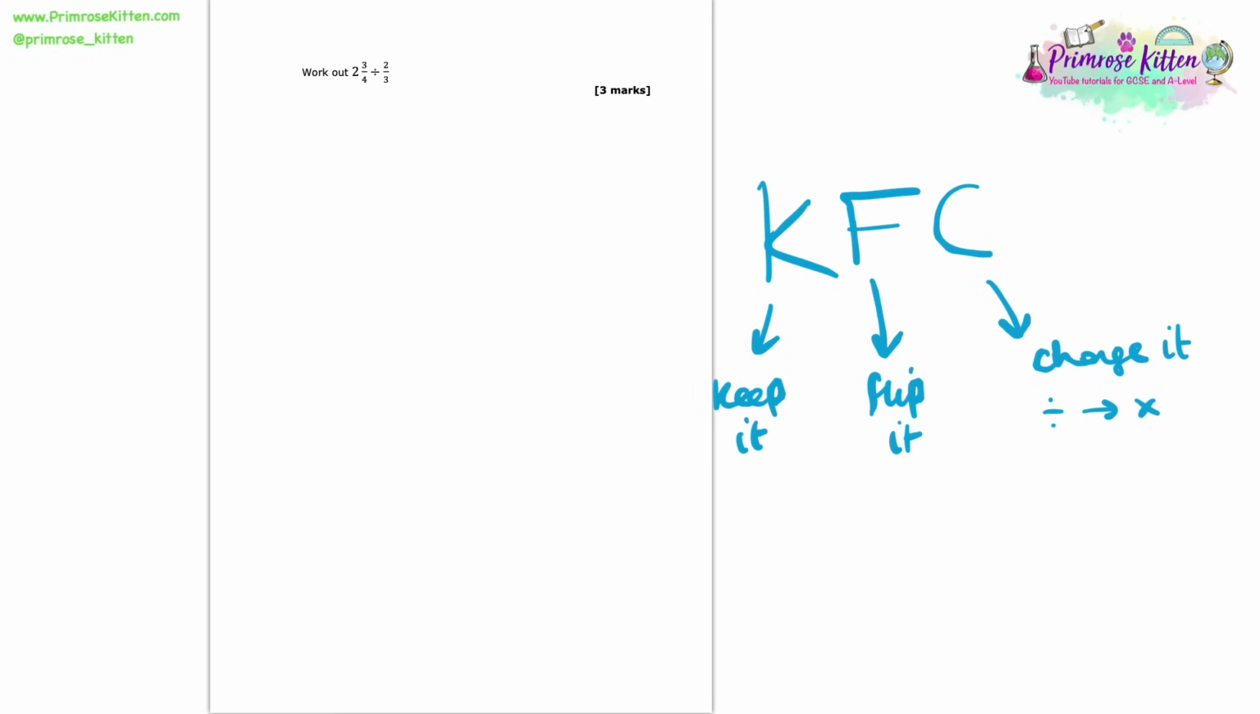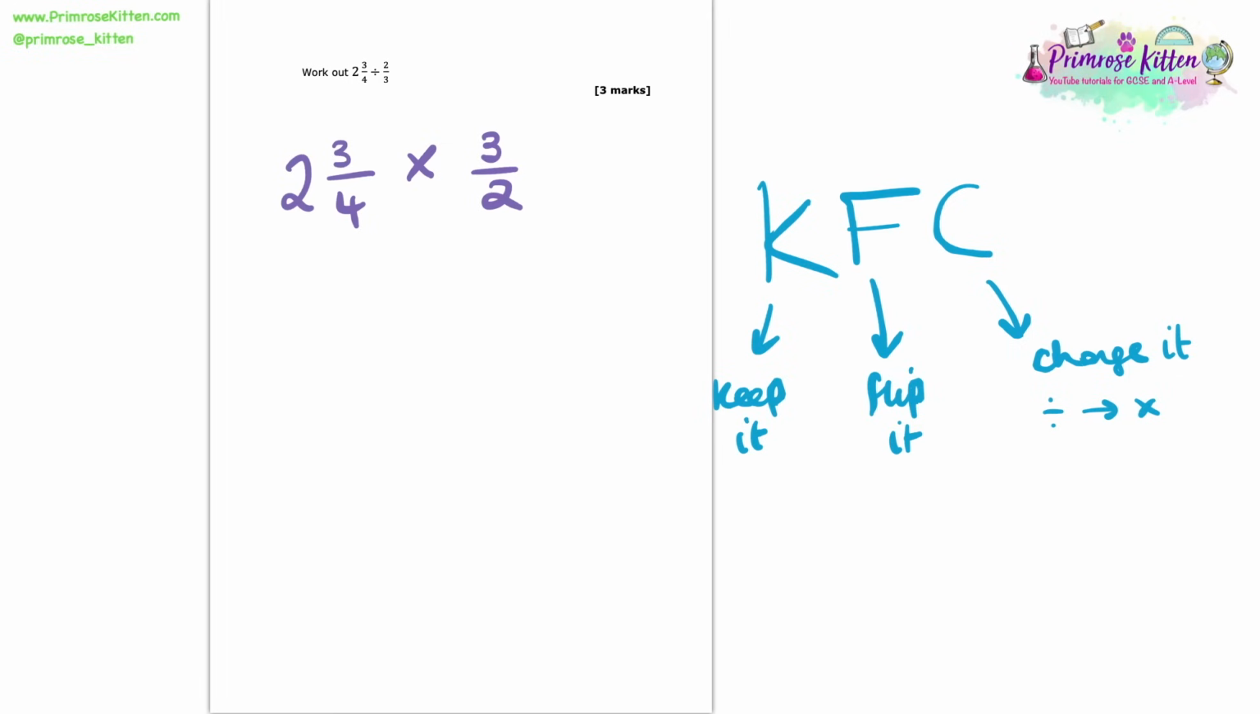So we are going to keep the first fraction the same. We are going to flip the second fraction, so it becomes upside down. And we're going to change the divide to a times. So already by doing that, we will likely have a mark.